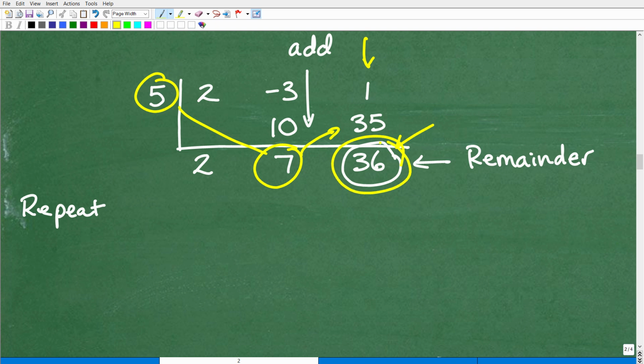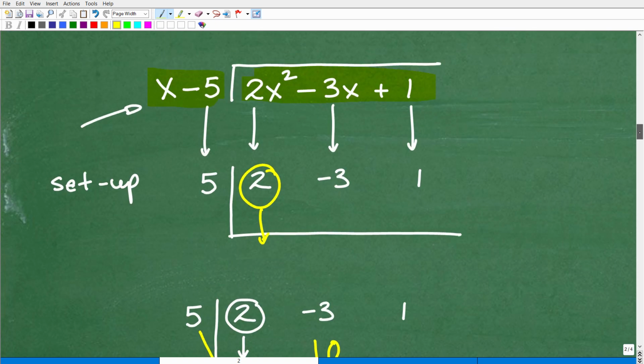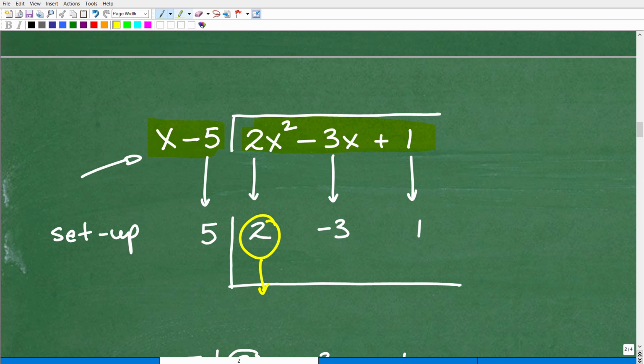Okay, so what does that mean? Well, there's our remainder. It's 36. So it means that if we evaluate this function right here, okay, let's erase this. Well, we'll just leave this in.